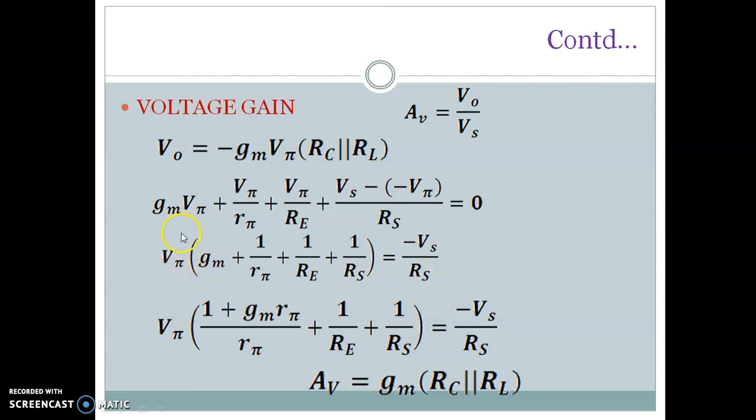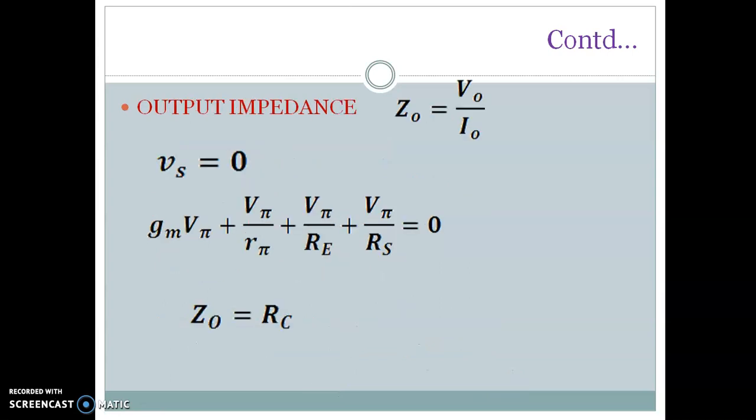So we have established the relationship between V pi and Vs. So substitute this relation over here. So minus Gm, and this minus will become plus. And this term is going to be a very small term. So therefore we can write the voltage gain approximately as Gm times RC parallel RL.